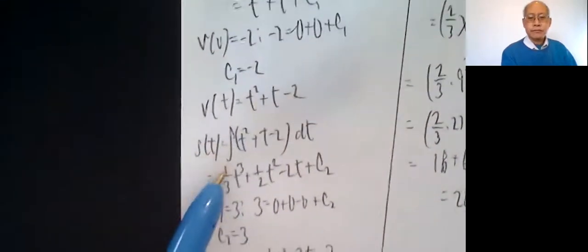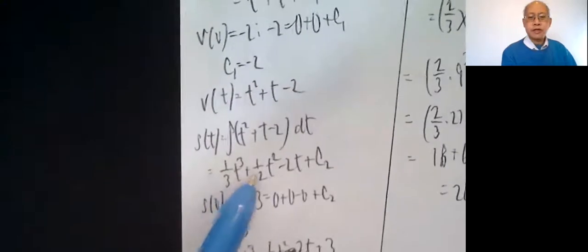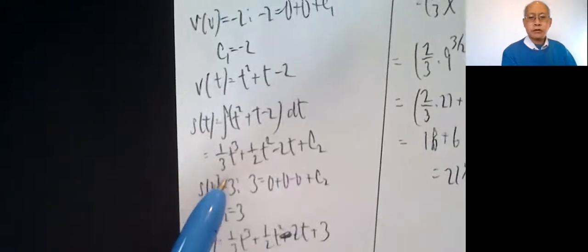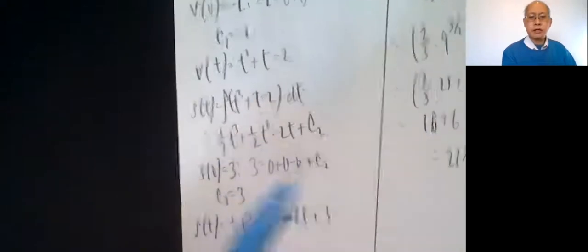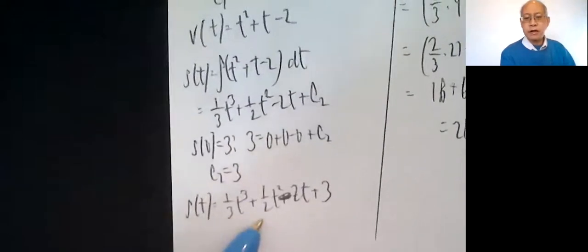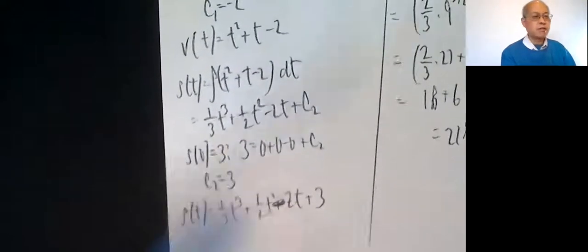Integrate again. Get 1/3 t cubed plus 1/2 t squared minus 2t plus c2. Plug in 0, you get 3. So 3 is 0 plus 0 minus 0 plus c2. c2 is equal to 3. So final answer, s of t is 1/3 t cubed plus 1/2 t squared minus 2t plus 3.